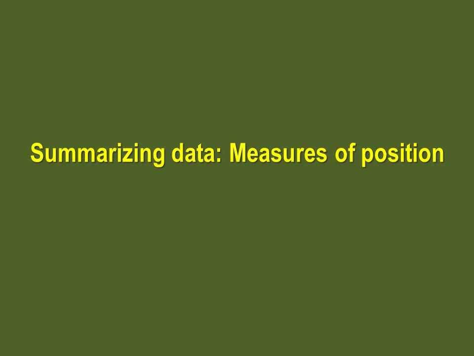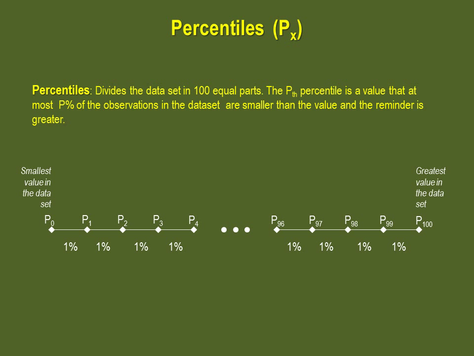Now, continuing with our measures of position, we will see percentiles, deciles, and quartiles. The second measure of position that we can use are the percentiles. Percentiles divide a dataset into 100 equal parts, in which the pth percentile is a value that at most p% of the observations in the dataset are less than this value, and the remainder of the values are greater.